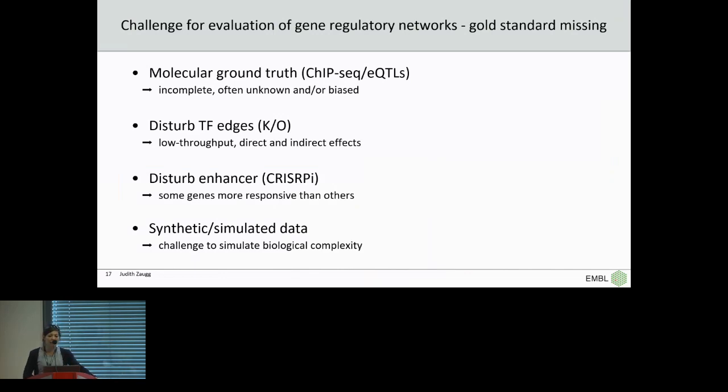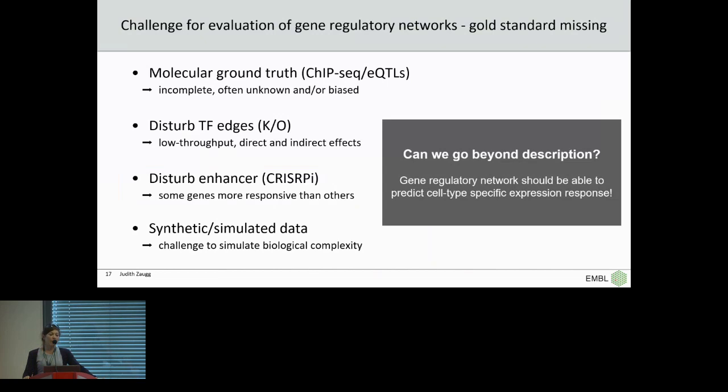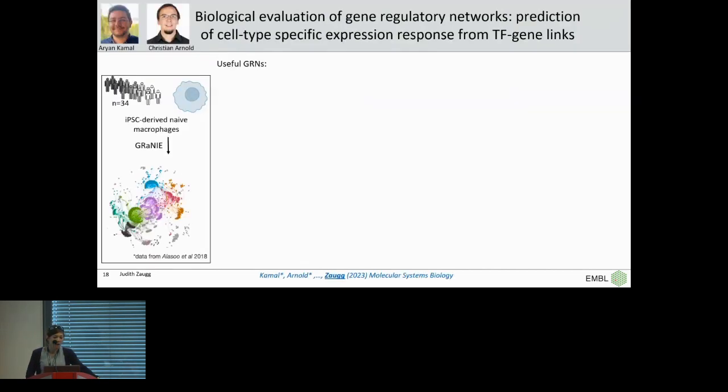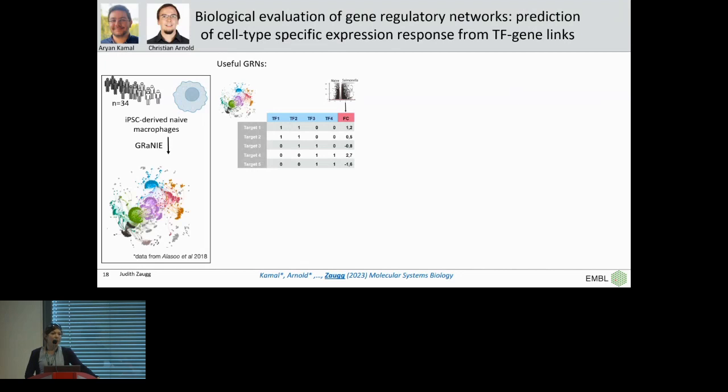Anyway, then we have a lot of synthetic and simulated data. I'm not going to go into detail, but what I want to say here is that maybe we can use something more, to go a bit beyond description and use the networks to actually predict something. And what they should be able to predict, of course, is gene expression, right? Because they are gene regulatory networks. So what we have defined as a way of identifying useful gene regulatory networks is that we want them to be able to predict differential expression.